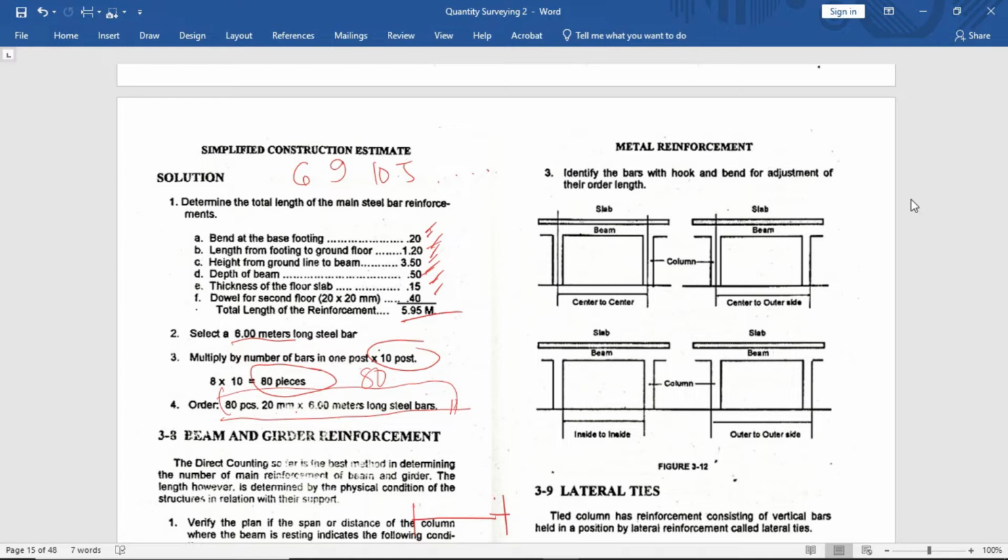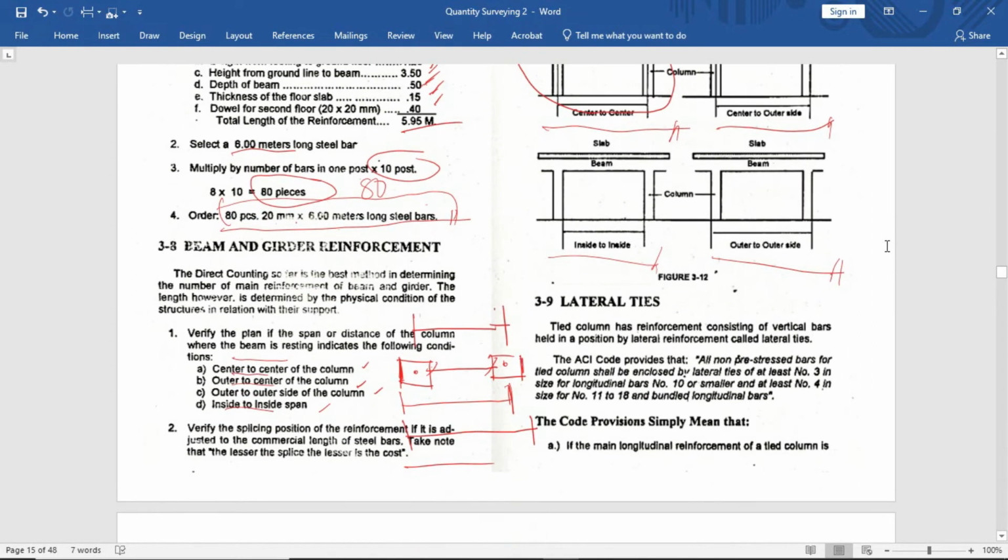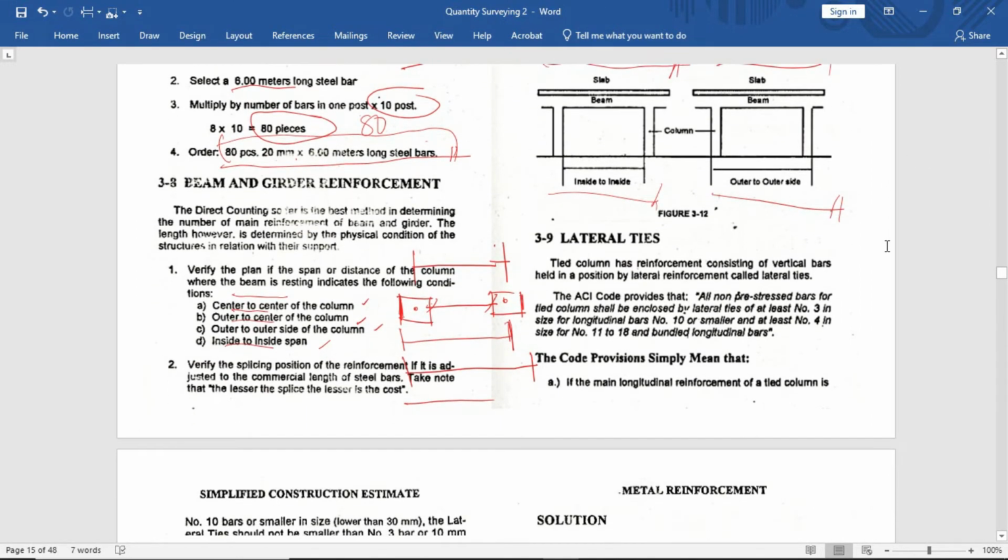Center to outer side, yan. Inside to inside, ito yon. So, outer to outer side. So, ganito yung ano natin yan. Kung paano yung inside to inside, outer to outer, yan. Yan yung kadalasang ginagamit. Pero yung kadalasan na ginagamit natin is center to center. Pag ako center to center yung gamit ko. So, kumpleto na. So, proceed na tayo.